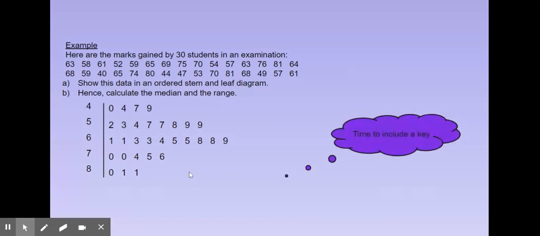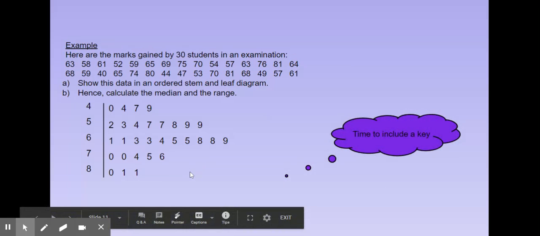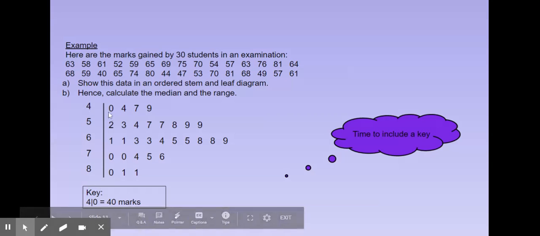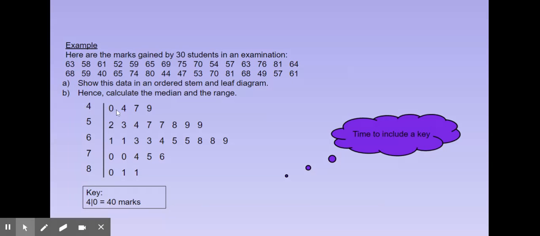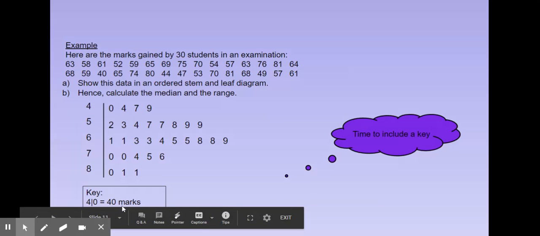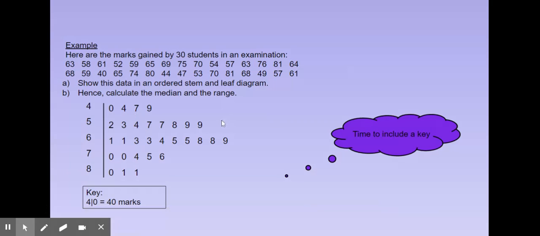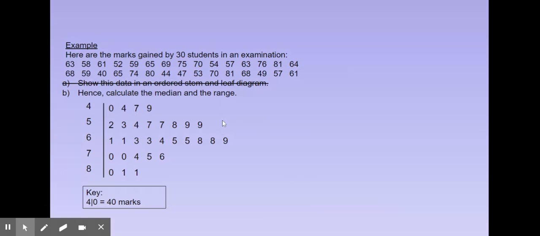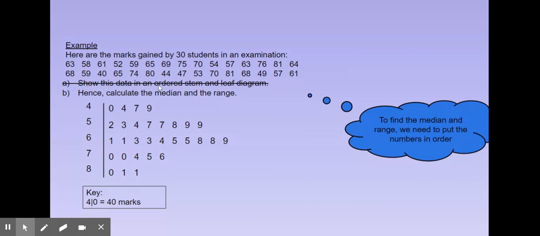Now we need to make sure we have the key. An easier way to write it is to take the first one: 4|0 represents 40 marks. The key helps us to interpret the stem and leaf diagram. Now we have shown the data in an ordered stem and leaf diagram.